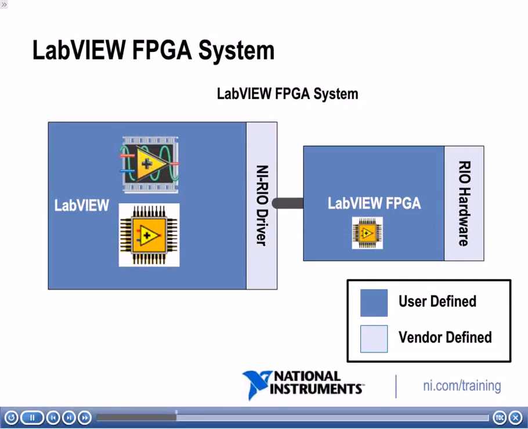So if we take a look at the LabVIEW FPGA system, let's contrast that. Let's take a look at the hardware side first, on the right side of the slide. So the real hardware that you're buying, of course, some of it is going to be vendor defined. However, because you're able to actually program the FPGA chip, which is hardware that exists on the real hardware, you're actually able to define the functionality of the hardware itself.